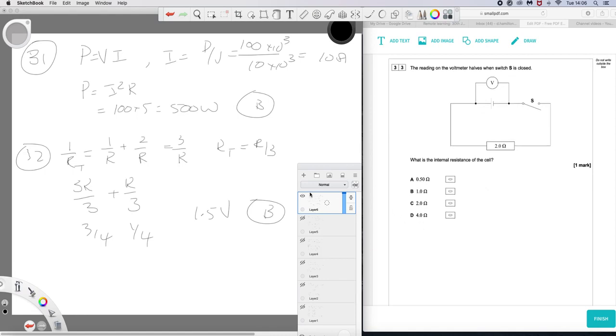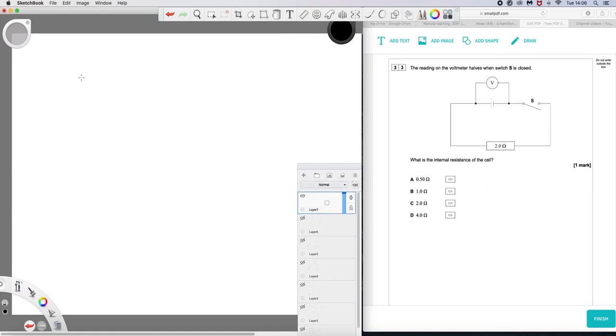33. The reading of the voltmeter halves when the switch is closed. What's the internal resistance? Well, this is reading the EMF. And then half the EMF is dropped across the internal resistance when you close the switch, and half of it is dropped across here, which means the internal resistance must also be 2 ohms. C.